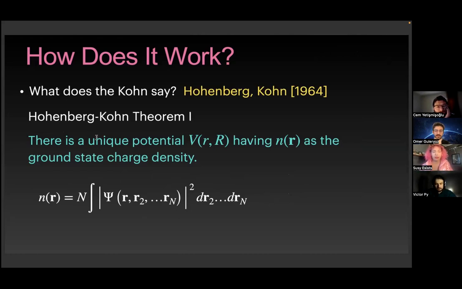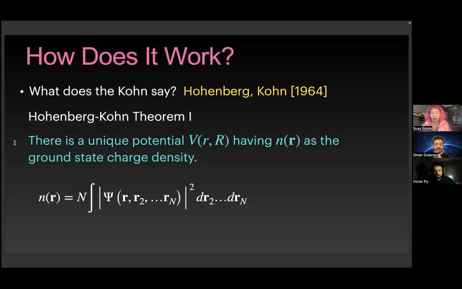the Hohenberg-Kohn theorem. In this, there are two theorems, and the first states that there's a unique potential V having an n(r) as the ground state charge density. This means that if we have a potential for the system, we can describe this potential uniquely by using the ground state charge density. So instead of the potential, we're going to use the charge density as our main approach, rather than the potential itself.